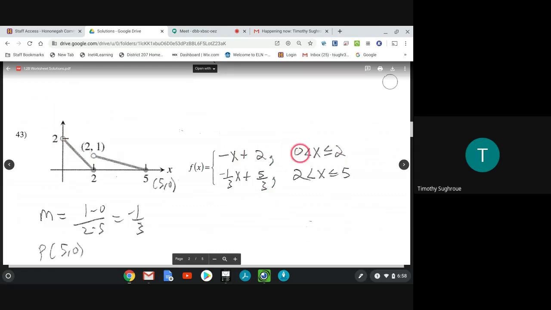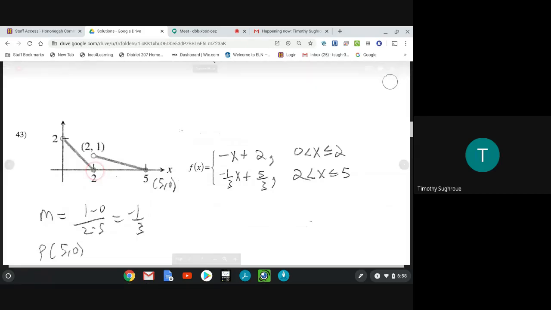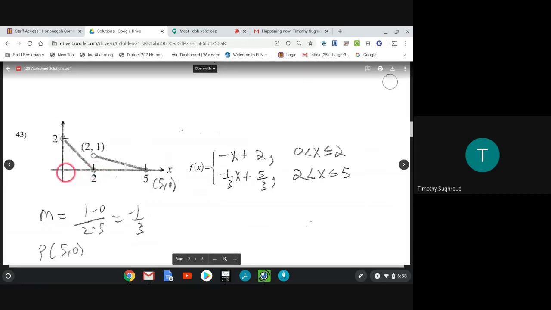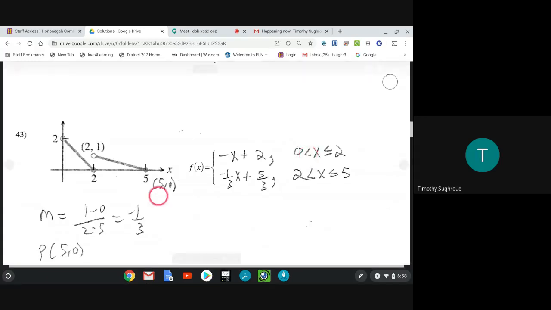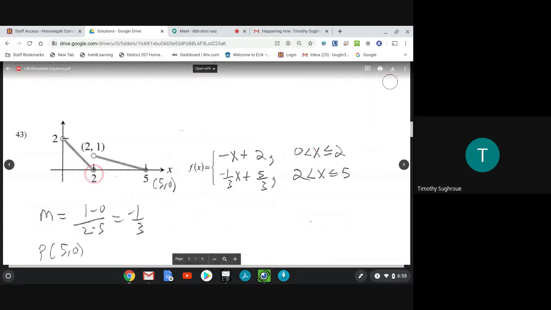This is what's going to restrict what portion of the line it is. We're only defining the output values in this way when x is greater than 0 and less than or equal to 2. So between 0 and 2. But notice that 0 is an open circle. That's why no equal to. Where at 2, there's a closed dot. Therefore, it's included when x equals 2.